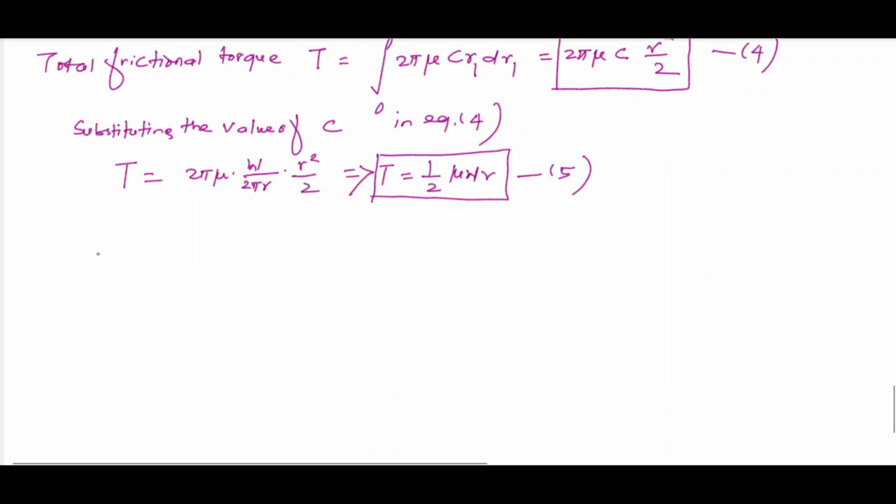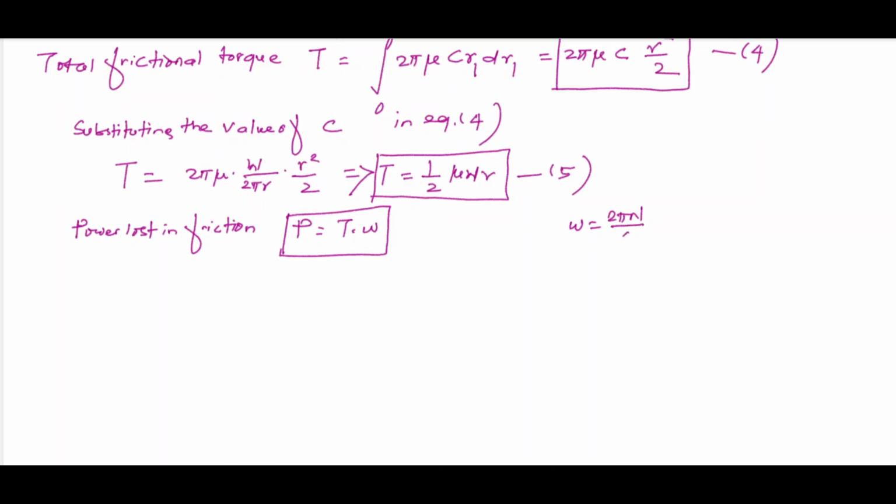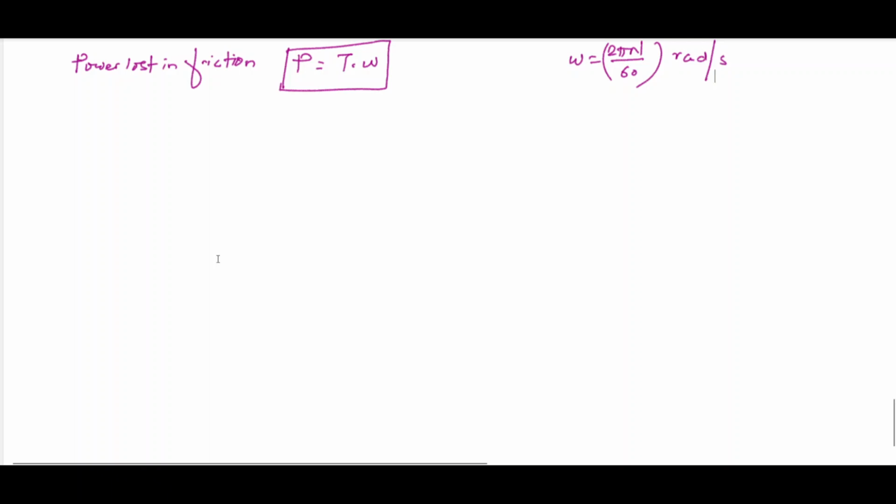And the power lost in friction will be same. Power lost in friction P will be T dot omega. Okay, and units will be same as previous case, where this omega is 2 pi n by 60 radian per second. Okay, now next is for conical bearing, conical pivot, sorry.